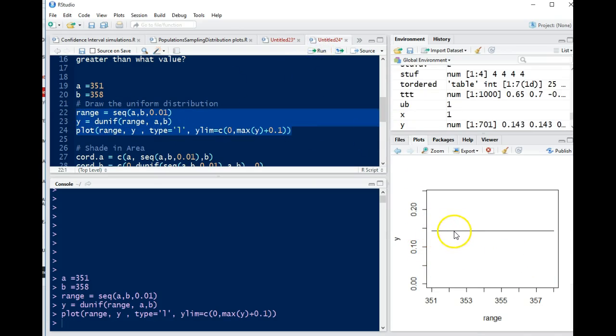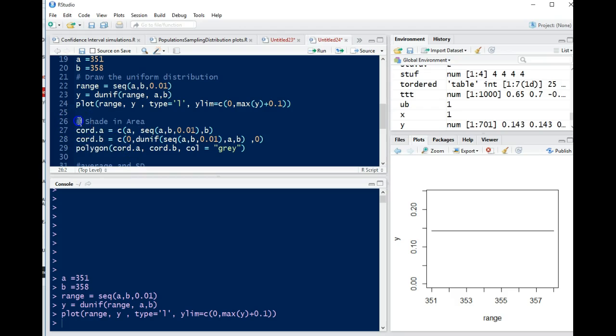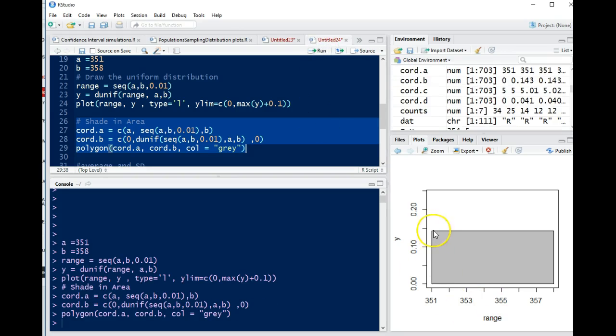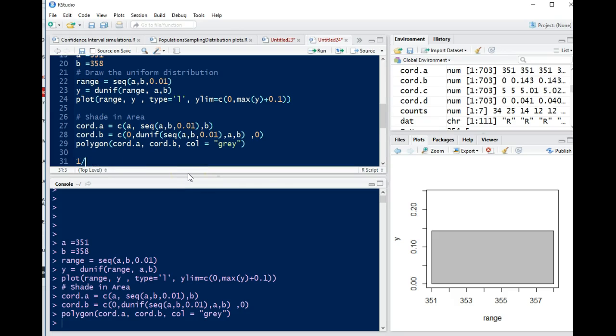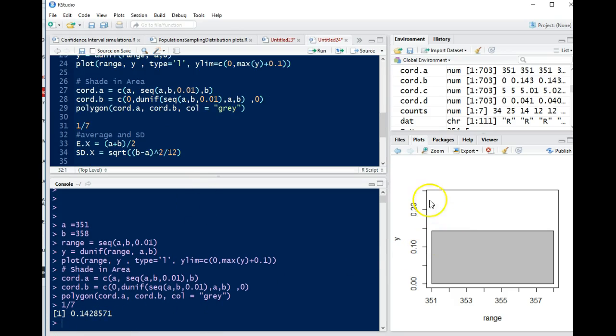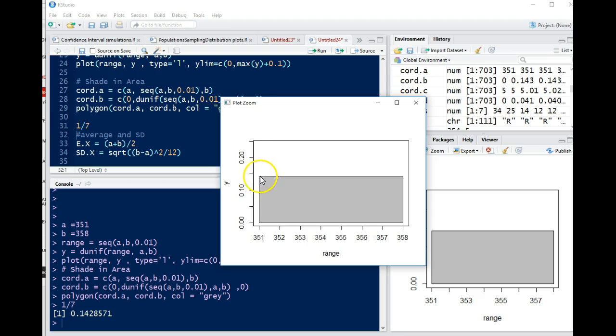So first off, we see just the line of values at about 1/7. And then if I run this line of code, then it'll just shade in this region so it looks a little bit nicer. So this is then the uniform distribution. I can zoom this in and I can see that from 351 to 358, this looks like a uniform distribution where the height of my distribution is 1/7. So if I look at what that value is, I can run it here. I'm going to get 0.142857, and sure enough, that is exactly where the height of my boxes looks like it is.